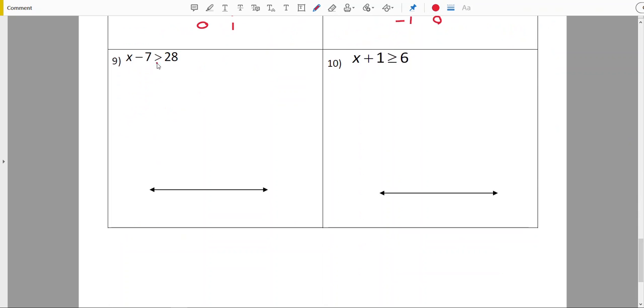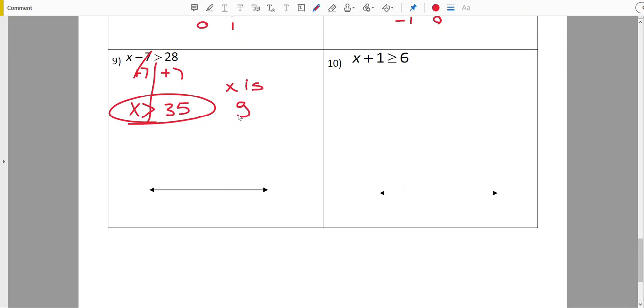For number 9, I have to add 7 to both sides. -7 plus 7 cancels. I'm left with x. Keep the inequality sign. And then 28 plus 7. 28, 29, 30, 31, 32, 33, 34, 35. There's my inequality. I'm going to write it. X is greater than 35. Now I'm going to put it on the number line. Here's 0. 35 would be up here somewhere. And it's not equal to, and x is greater.